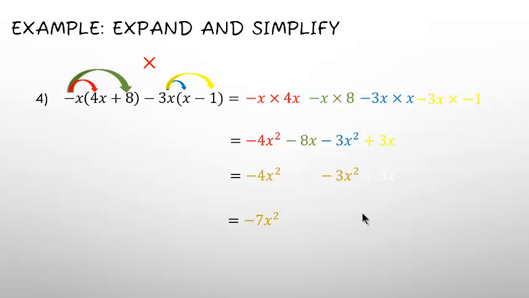Now going back, we have negative 8x and 3x, also like terms. So if I've got negative 8x and I add 3 lots of x, I end up with negative 5x. Okay, we've simplified all the like terms, so our answer becomes negative 7x squared minus 5x. Now the example is a lot longer, but if you take your time and do one step at a time, it's no harder than any other question that you've done.